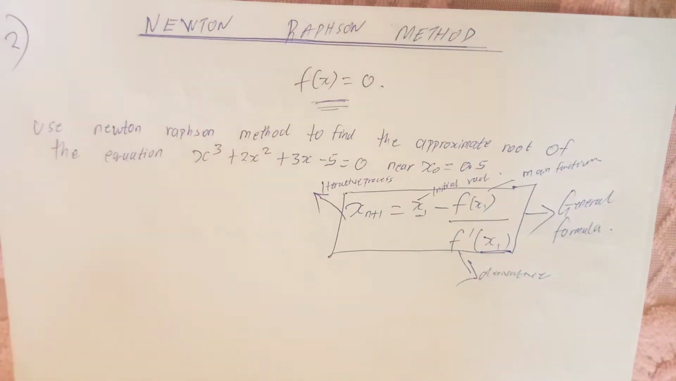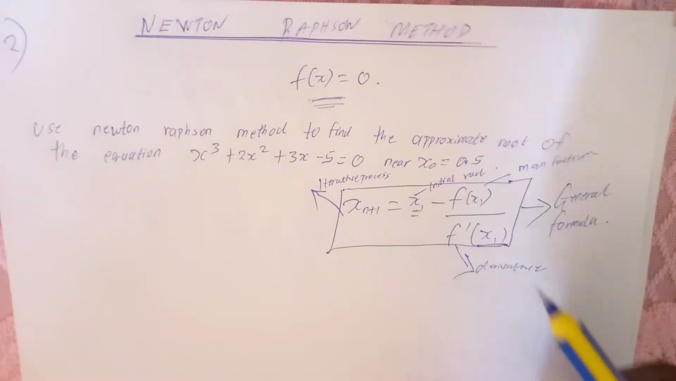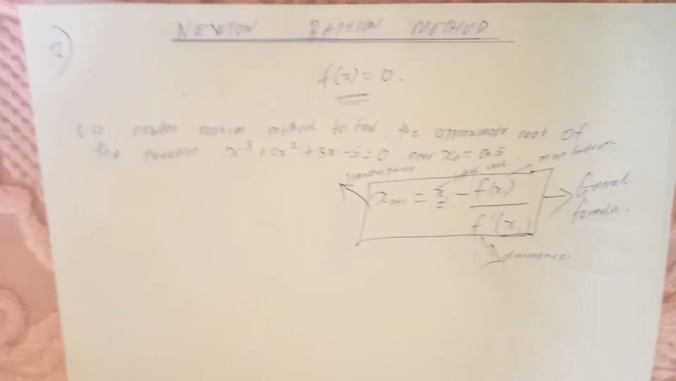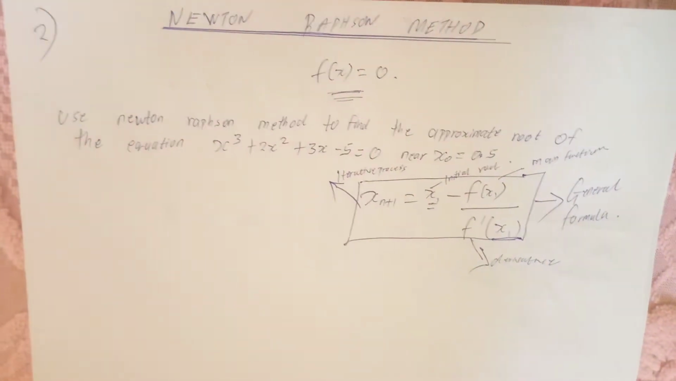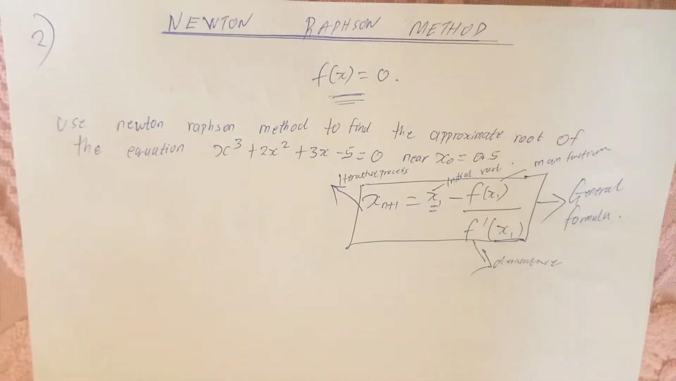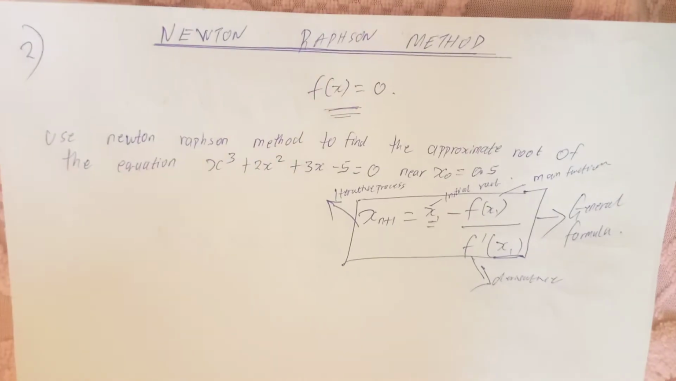First of all, you have to find the initial root. Then you have to find the main function and the derivative of the main function. After that, you go to the iterative process. Now I hope you are all together there. Now let's start with this example. I have told you the steps that we will follow.